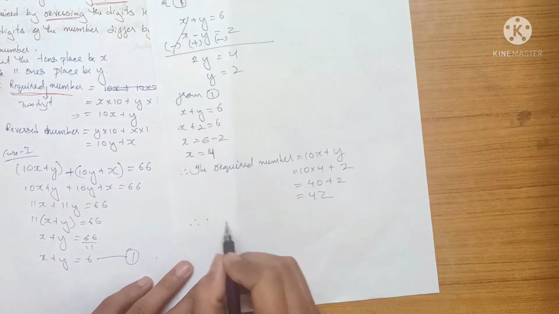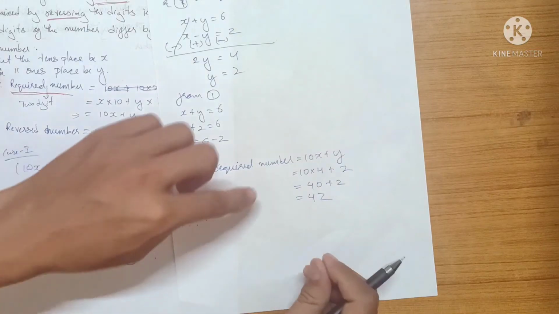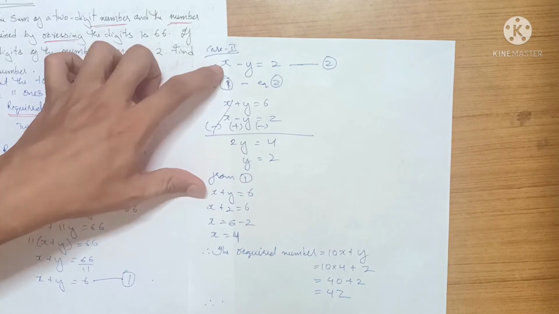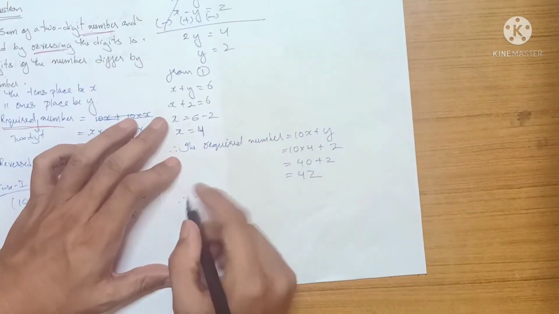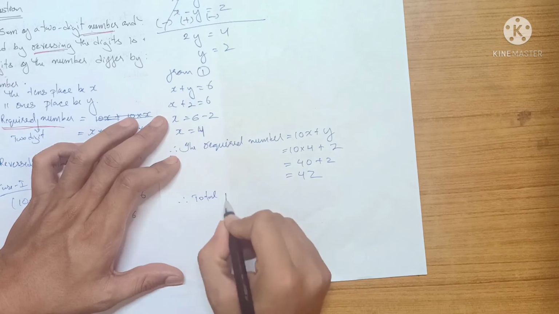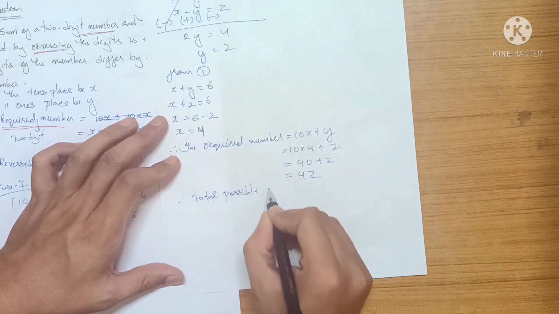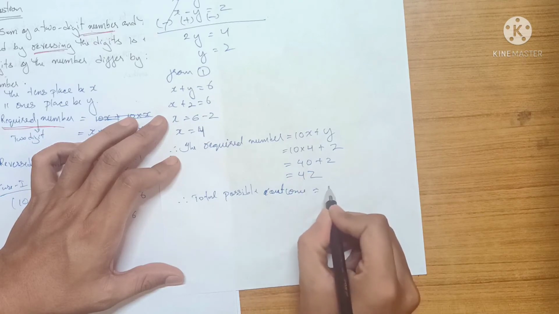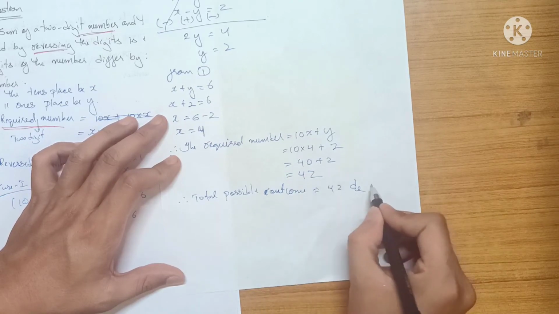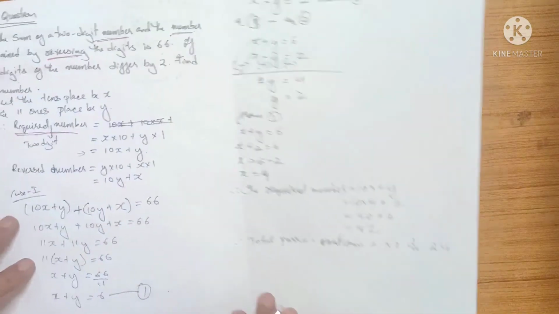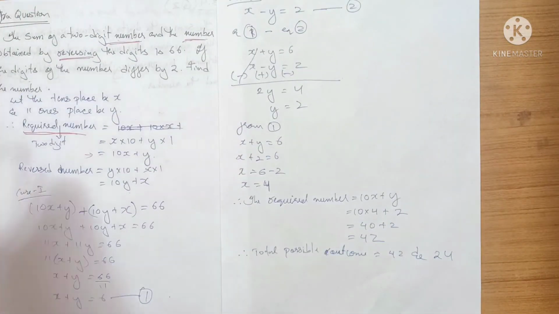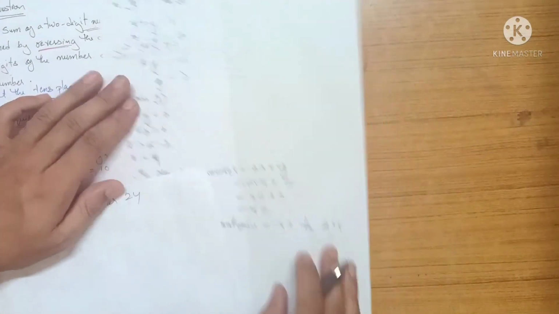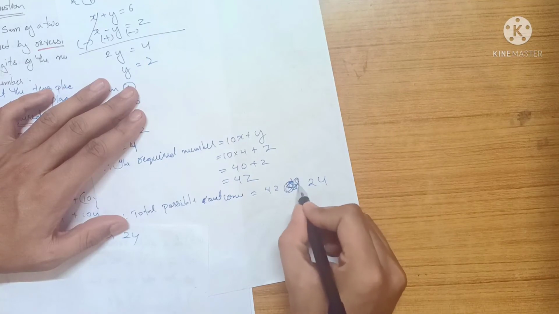Therefore, last thing, you can record that, because see, 42 we got, but I've already told you there are two possible outcomes. We could have done y minus x, minus y and y minus x. Therefore, total possible outcome equal to 42, and it will reverse to 24, which means, see, it'll all make sense right now. See, 42 and 24 we got now. Sorry, this should be 42 or 24.